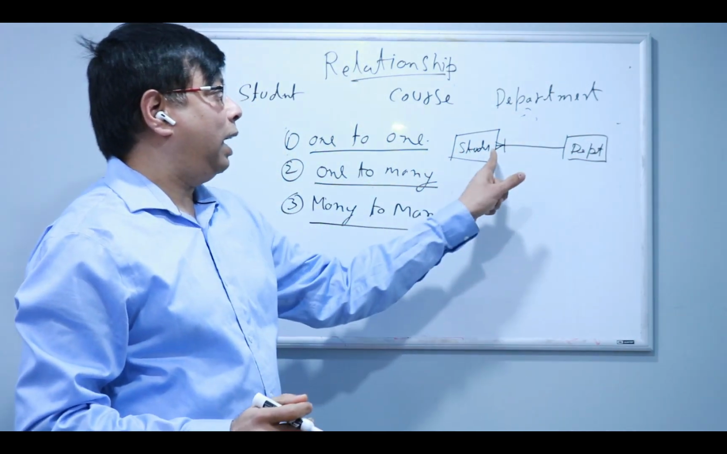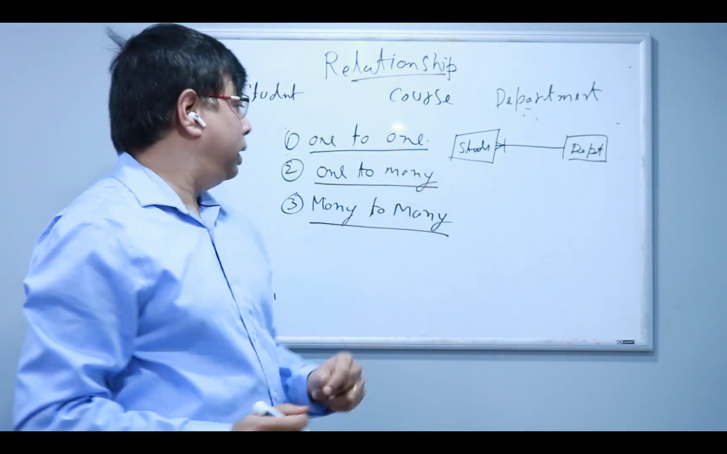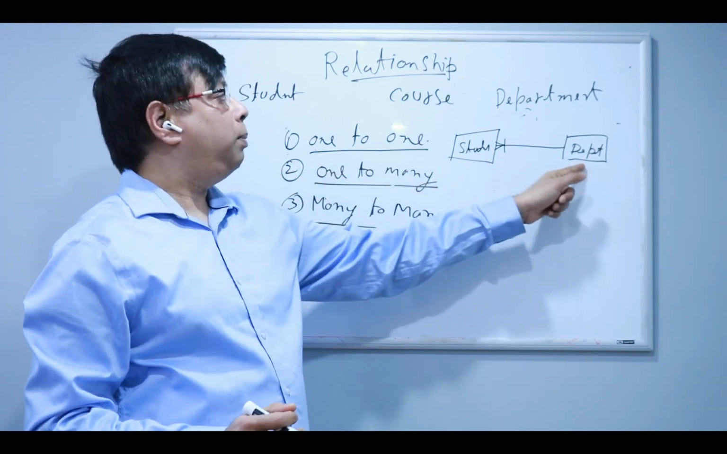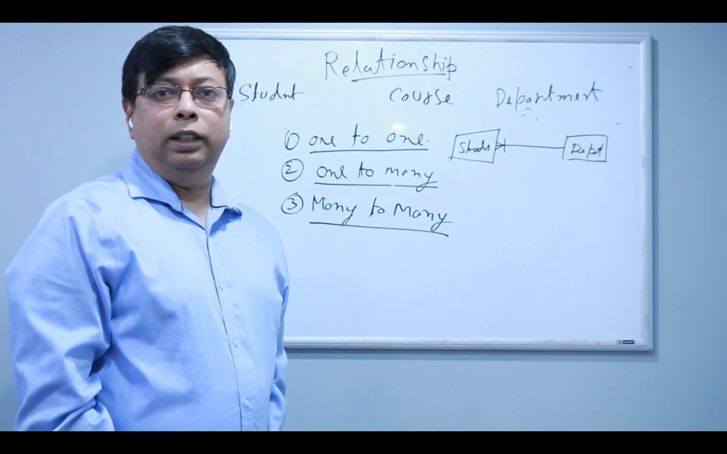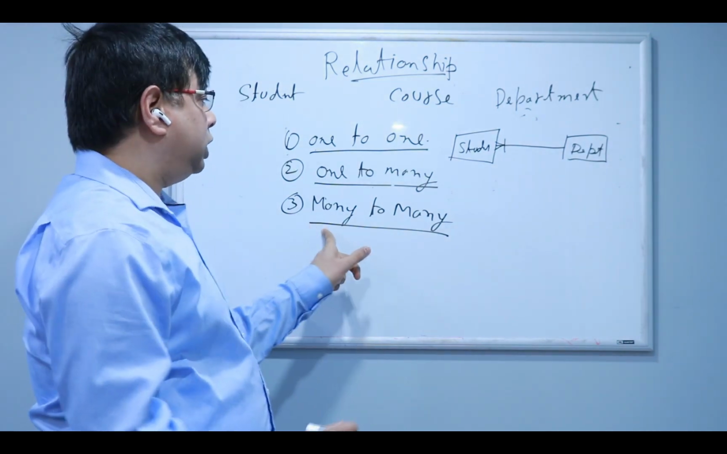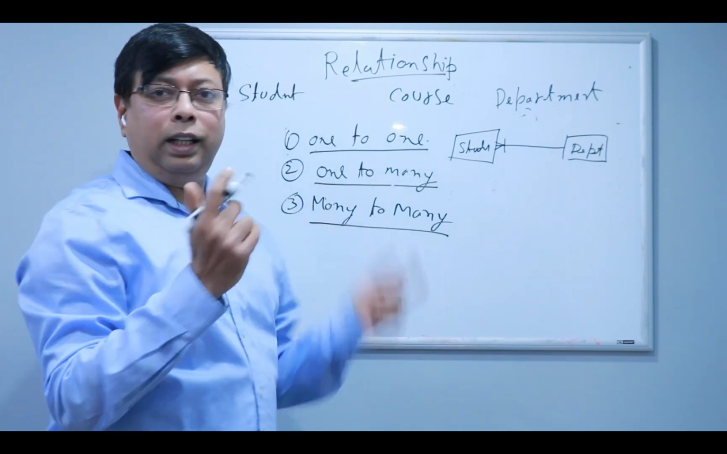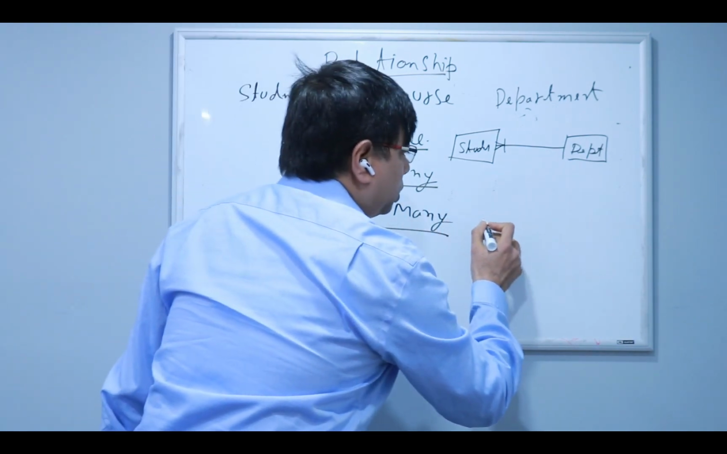One department can have many students. So this is an example of one to many. One department can have many students. Next relationship is many to many. Now student and course. Think the same thing about student and course.